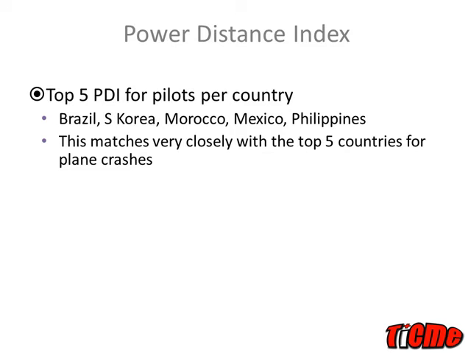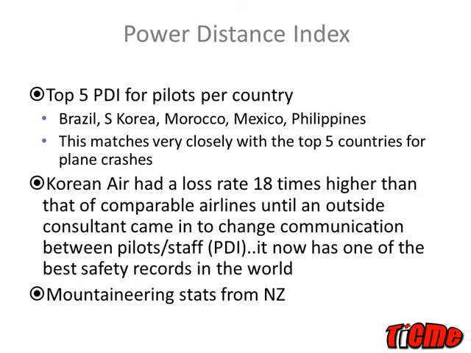So power distance index, when you apply it to pilots, interestingly, the highest PDIs were in Brazil, South Korea, Morocco, Mexico and the Philippines, which matches very closely with the top 5 countries for plane crashes. Now, Korean Air is the case study in Outliers, and it had a loss rate 18 times higher than that of comparable airlines until they said, look, enough's enough, this is very embarrassing. If we want to be a world player, we have to get our airline safety up to an international standard. So they brought in some outside consultants, and one of them came to change communication, i.e. the PDI. And they did that, and it now has one of the best safety records in the world.